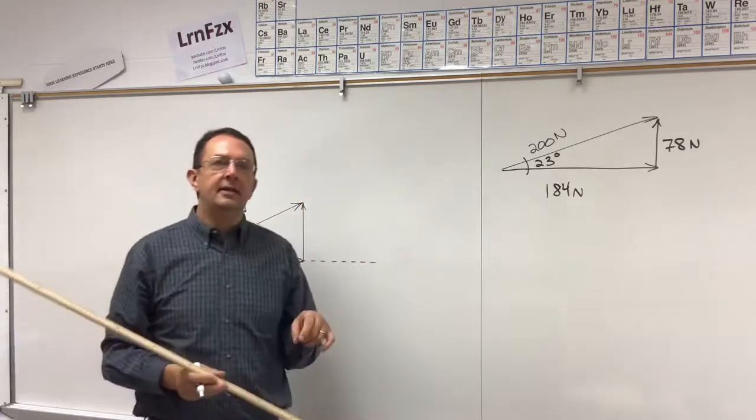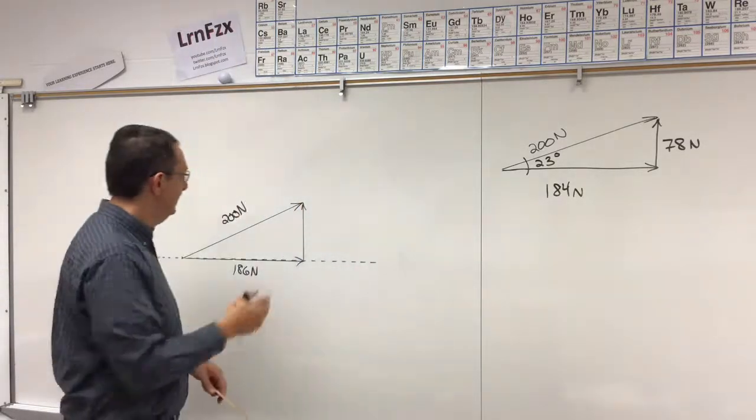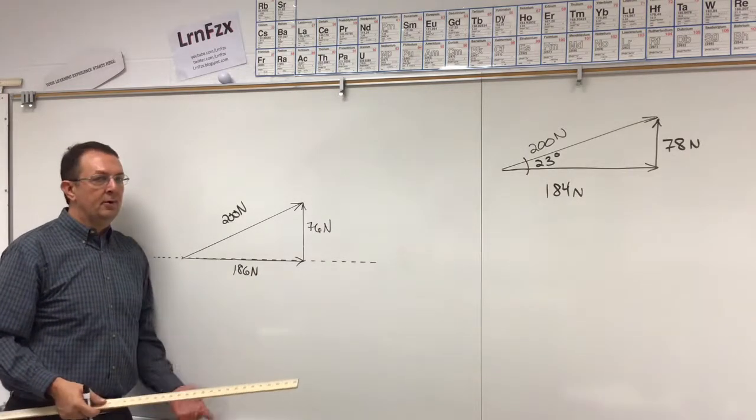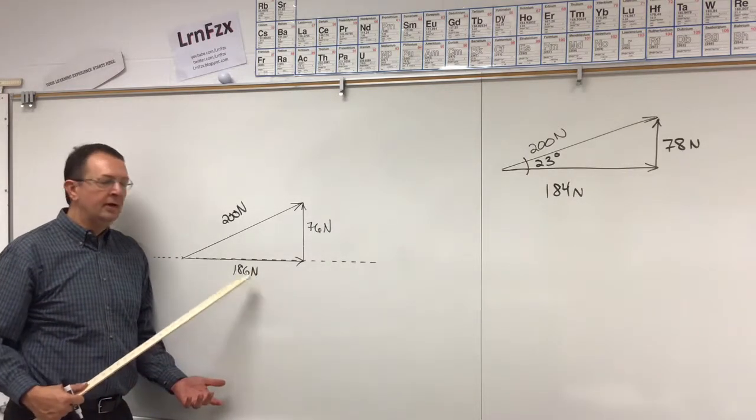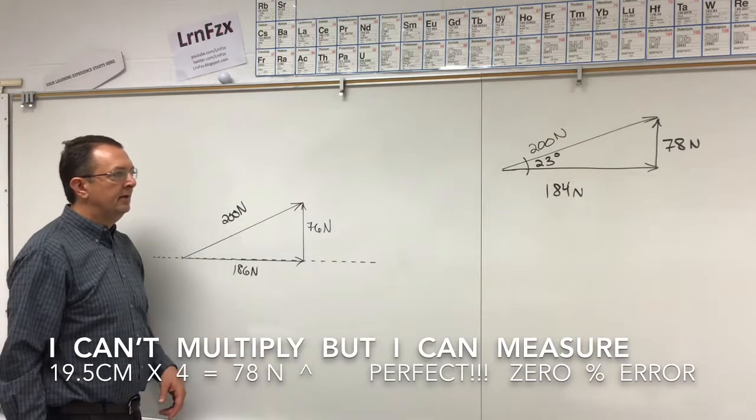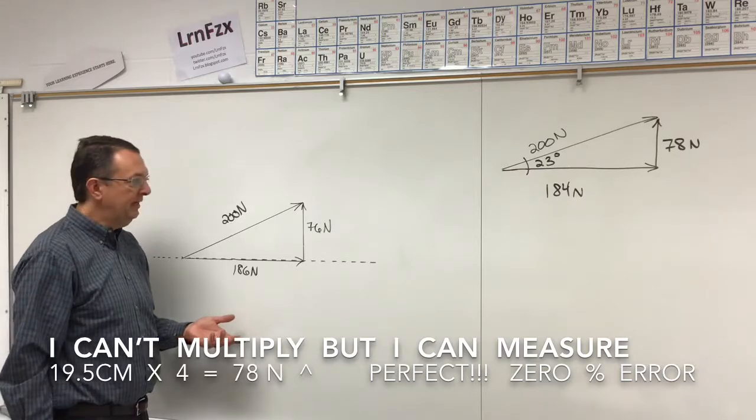19 and a half, 38, 76. That's pretty good. So 76 newtons. I'm 2 off here, which is less than 2% error. And on this one, I'm 2 off on the 78. It's about 2.5% error. It's pretty good.